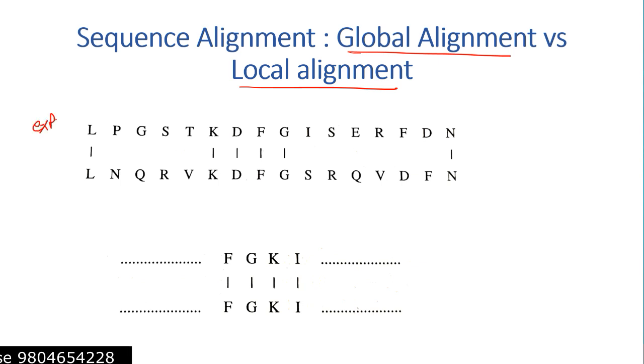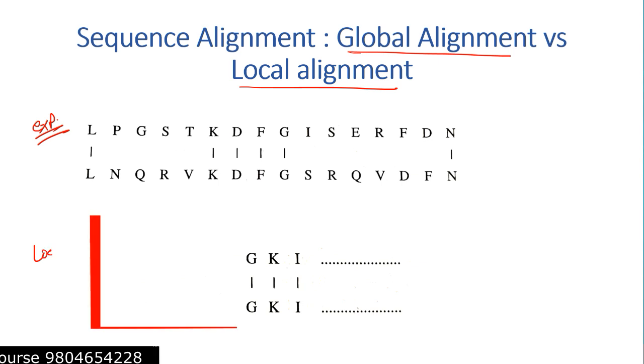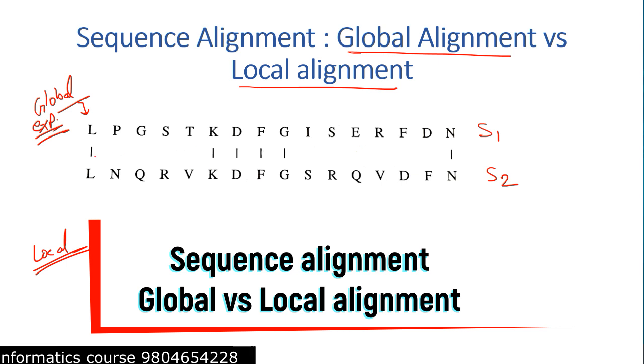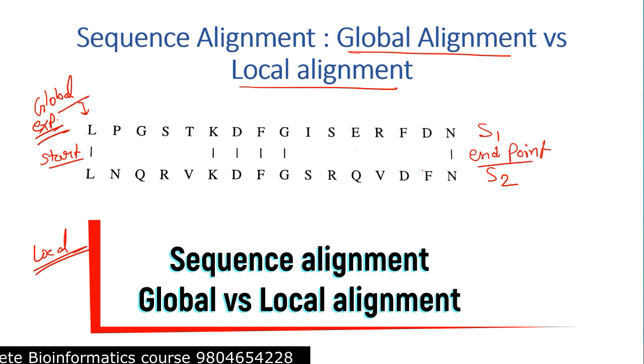This is example number 1, the global alignment example, and this is the local alignment example. So what happens in global alignment? Here we are seeing two sequences. This is sequence number 1, this is sequence number 2. The sequences that we are comparing end to end, that is from the start. This is the start point and this is the end point, and we are looking from the start to the end point of the sequence, end to end.